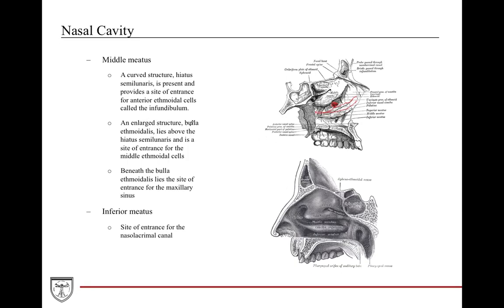You have an enlarged structure called the bulla ethmoidalis. It lies above the hiatus semilunaris and is the site of entrance for the middle ethmoidal cells. Beneath that bulla ethmoidalis, you have the site of the entrance into the maxillary sinus. So that's pretty important to note: the middle meatus has an entranceway into the anterior ethmoidal cells, an entranceway into the middle ethmoidal cells, and an entryway into the maxillary sinus. And the inferior meatus has an entranceway only into the nasolacrimal canal.